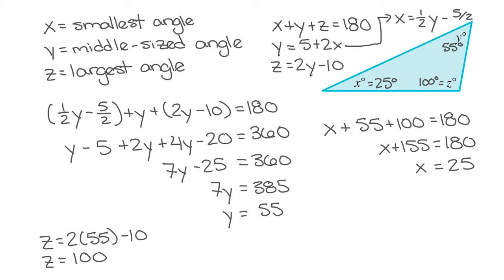We can check our answer. The sum of these angle measures is 180 degrees. The middle-sized angle, 55 degrees, is 5 more than twice the smallest angle, 25 degrees. And the largest angle, 100 degrees, is 10 degrees less than twice the middle angle, 55 degrees.